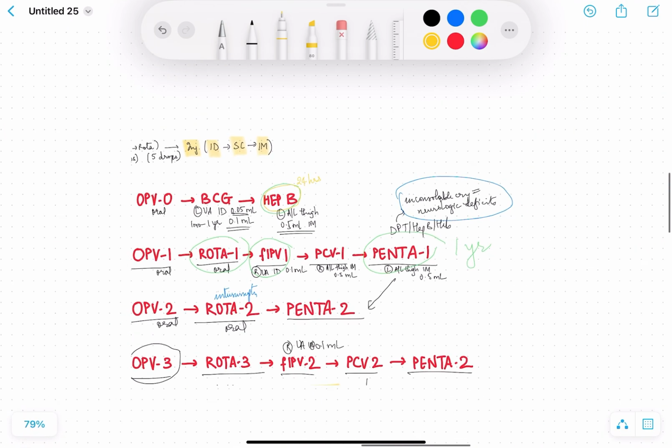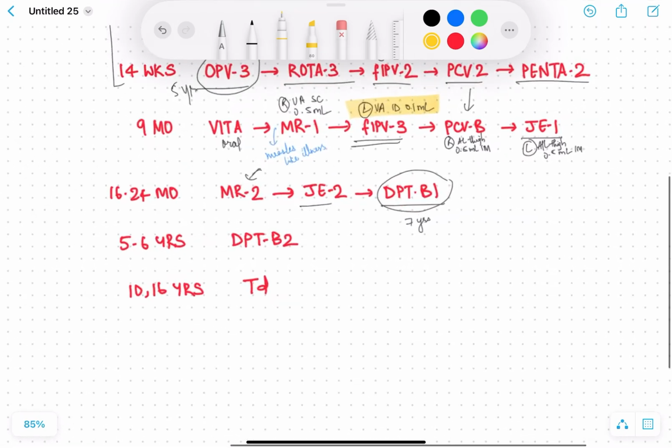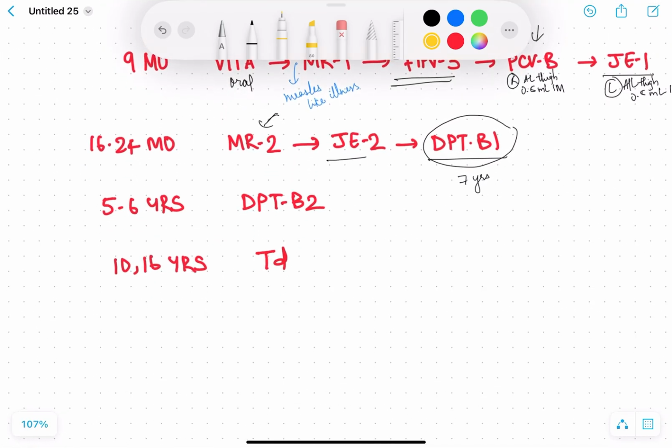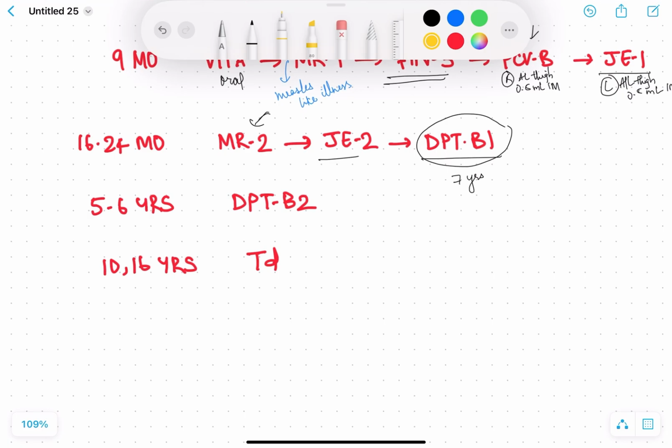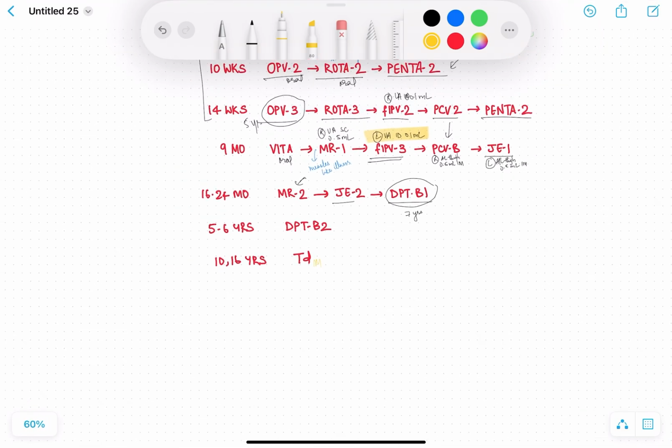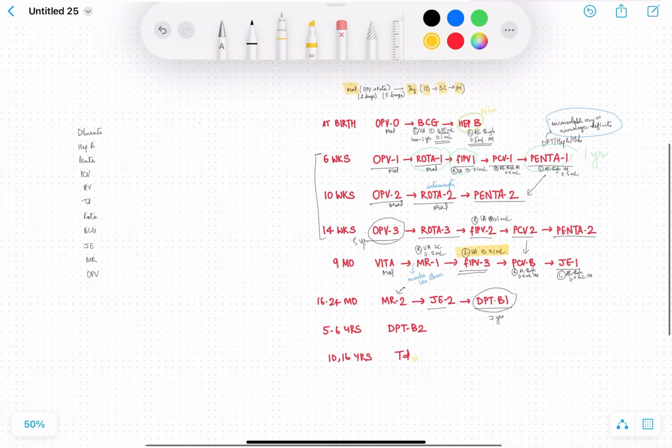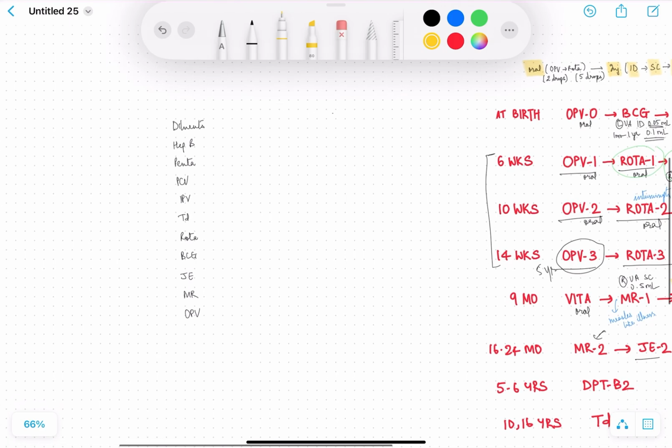Okay, and DPT booster 2 is given at 5 to 6 years, and TT is given IM obviously at 10 and 16 years. Now remember where you place them in the ice lined refrigerator.